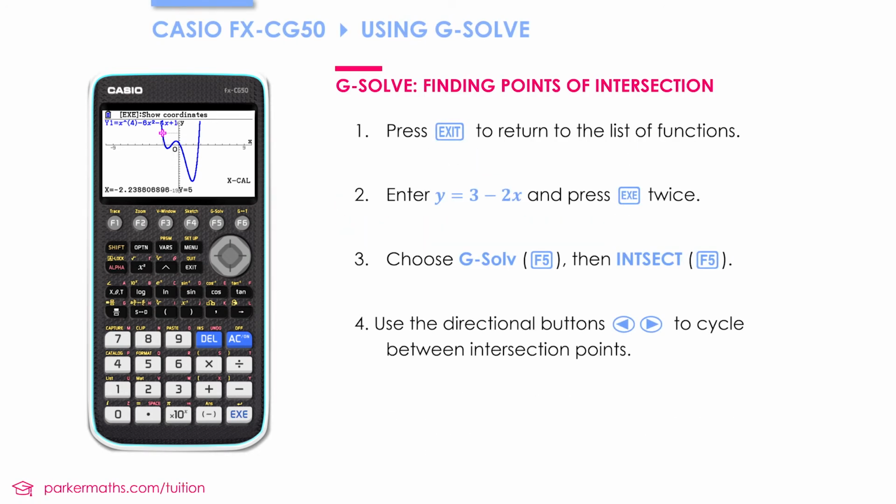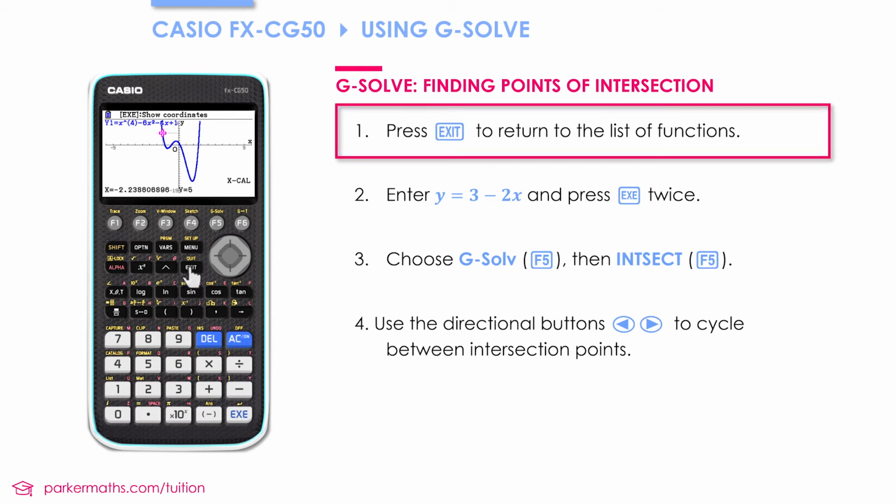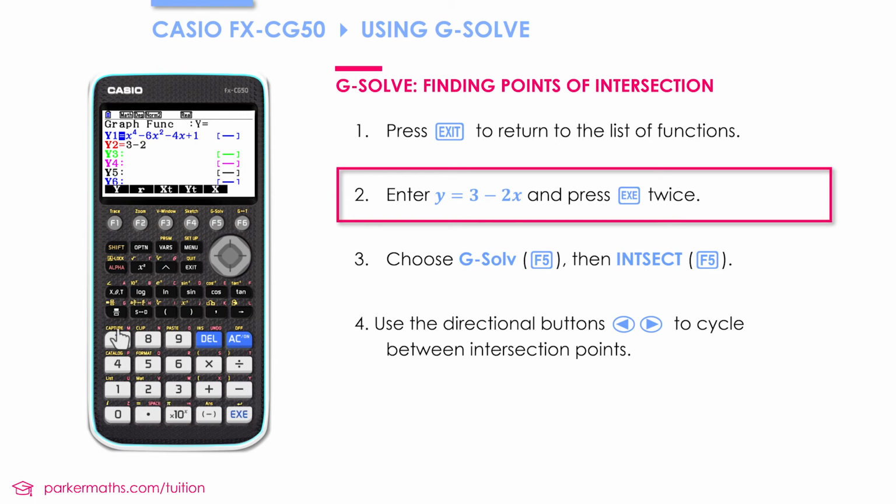The next gsolve function I'd like to look at is finding the points of intersection between two curves. To do that, let's enter a second curve. We'll press exit to return to the list of functions, and I'm going to enter 3 minus 2x.